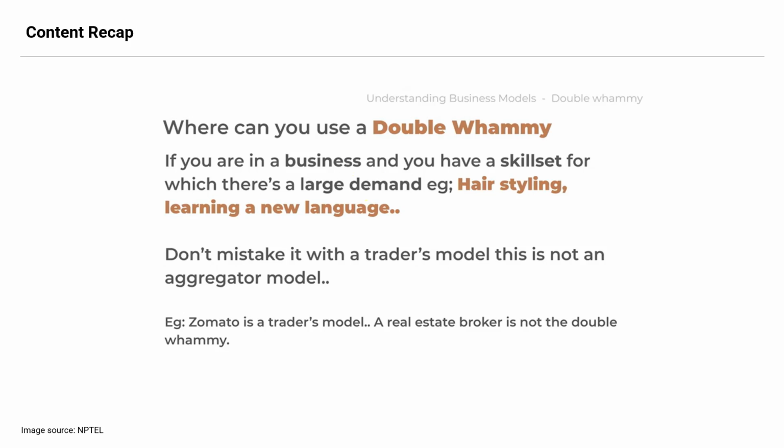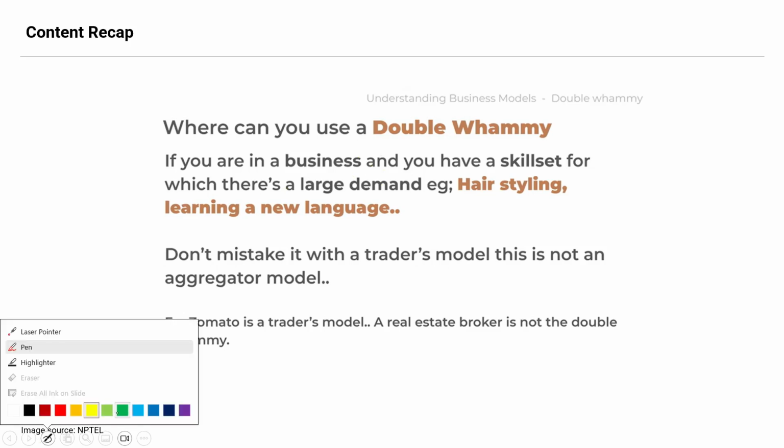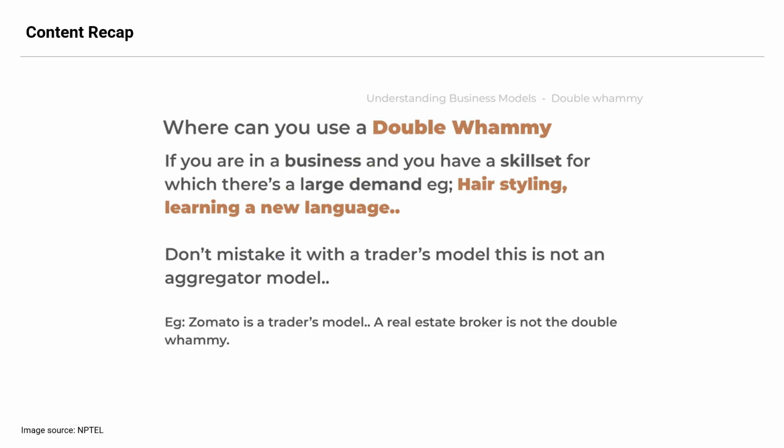So double whammy can be used only when there is a need for a very specific skill set. It's not something which is applicable everywhere. You have a skill set for which there is a large demand. So only in that scenario can you use double whammy. Don't mistake it for the traders model. This is not an aggregate model. Those are examples of a traders model or a listed broker.